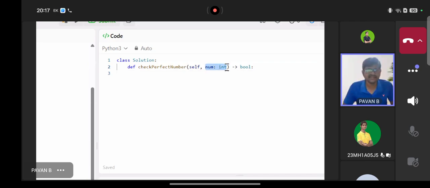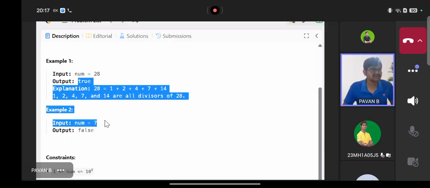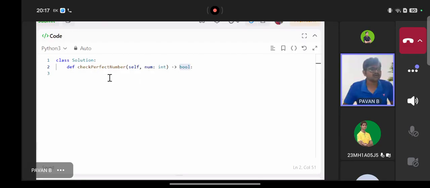Which means your parameter is an integer. They are saying this by convention. And also, they are telling you the return type. From this function, you are supposed to return a Boolean value. Why Boolean? If the number is perfect, return true. Otherwise, return false. Okay. So now you can go ahead and start writing the code.